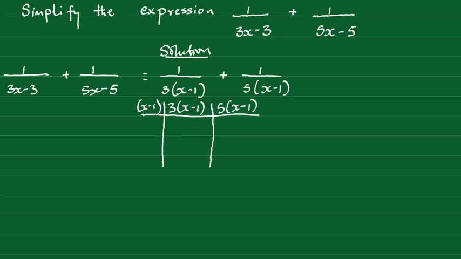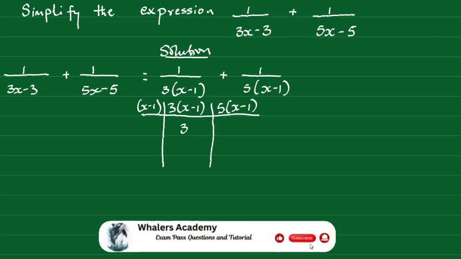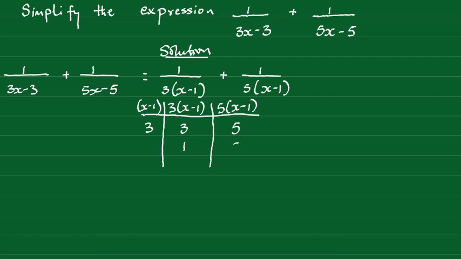Now, 3 bracket open, x minus 1 bracket close divided by bracket open, x minus 1 bracket close, we're left with 3. Now, 5 bracket open, x minus 1 bracket close divided by bracket open, x minus 1 bracket close, we're left with 5. Next, we divide by 3. 3 divided by 3, 1. By 5, we write 5 here because it can't divide it. Now we divide by 5, we're left with 1, 1.